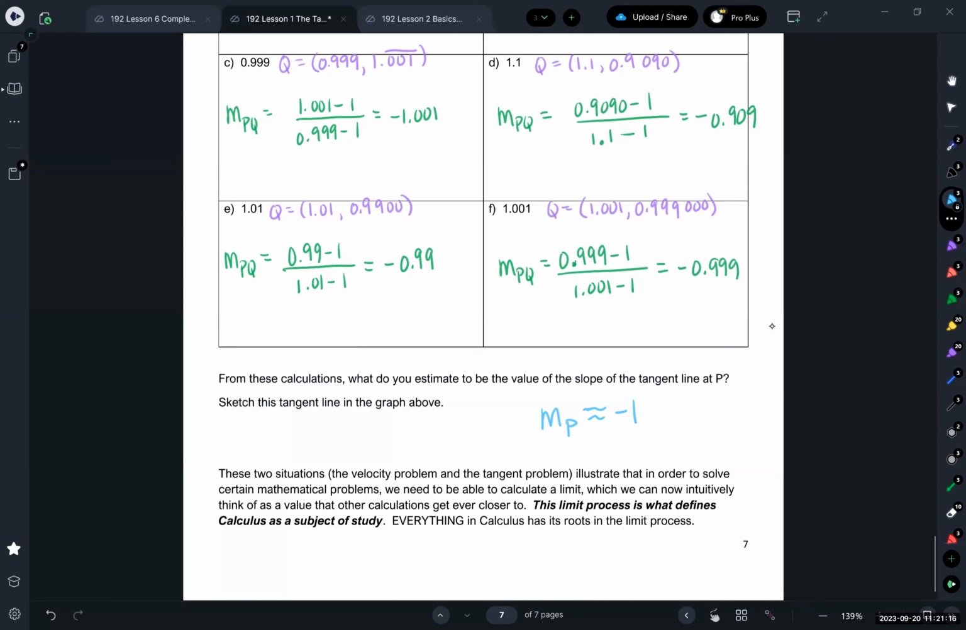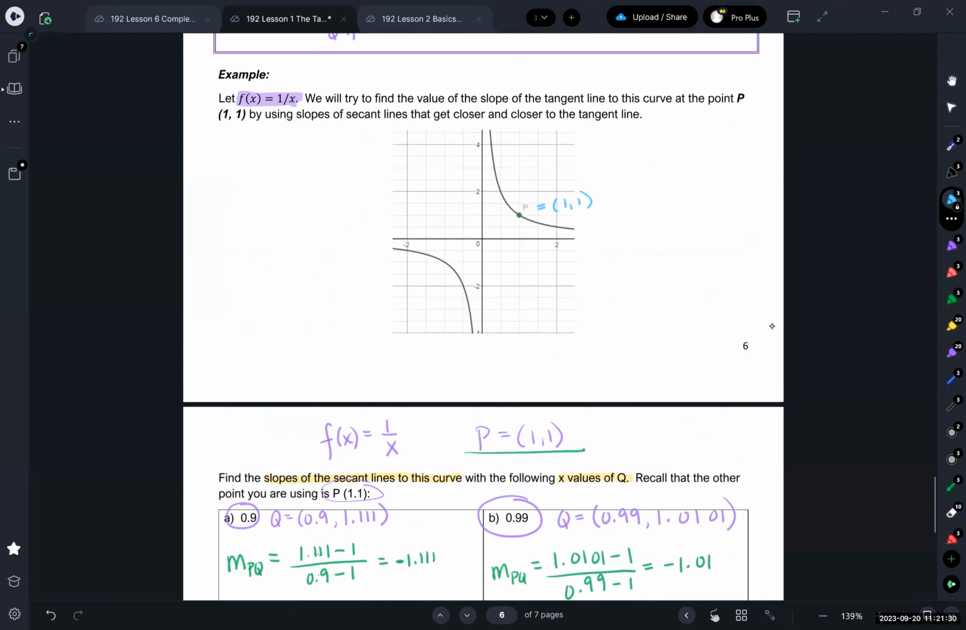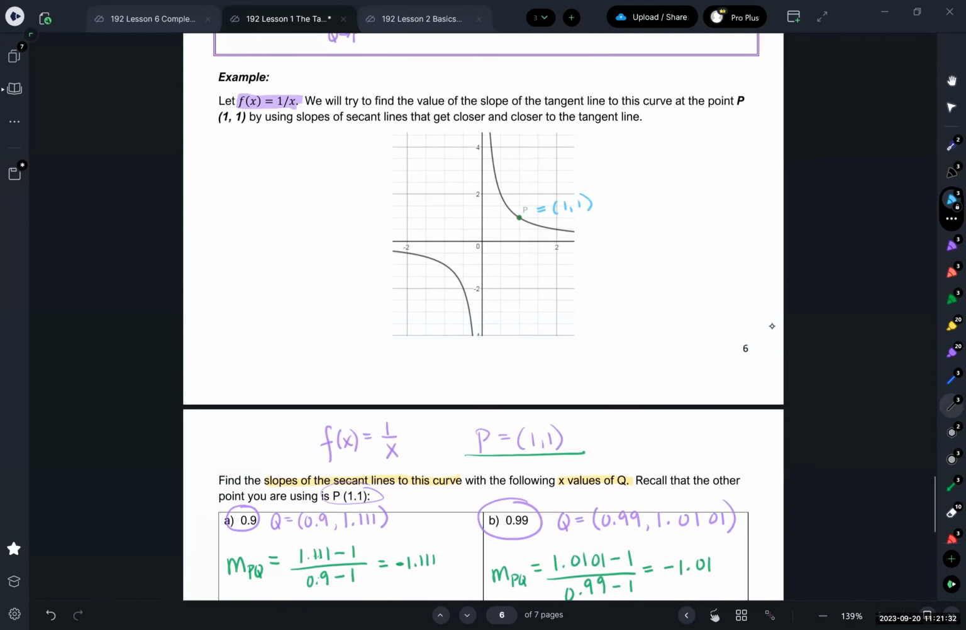I'm using approximate instead of equals because that's what we're doing. We're using a table of data points that are close to make an educated guess at what that would be. And it told me to sketch that line. So let's see here if I've got a good line tool. I can try to kind of get that line right in there. So there's a picture of that tangent line at P.